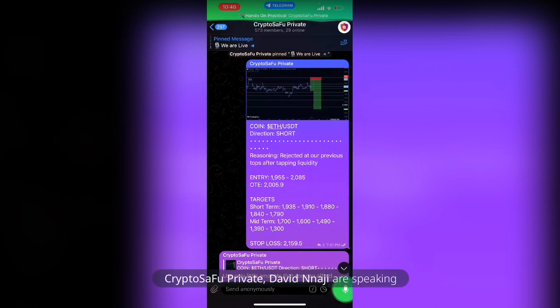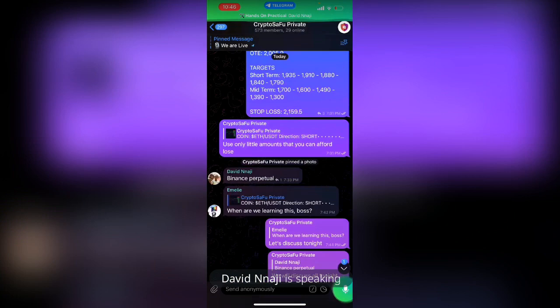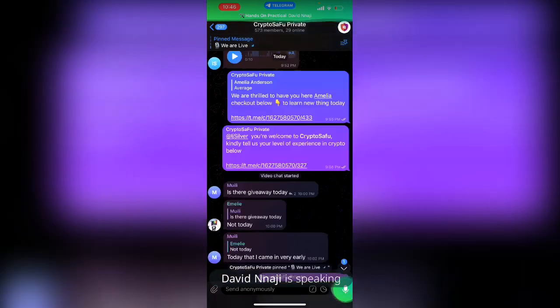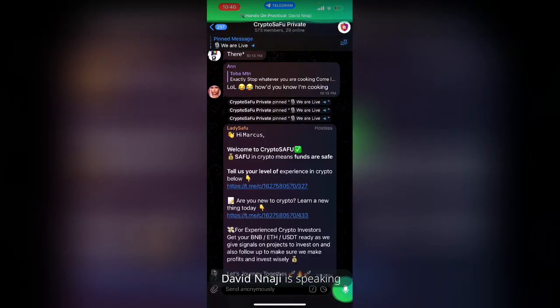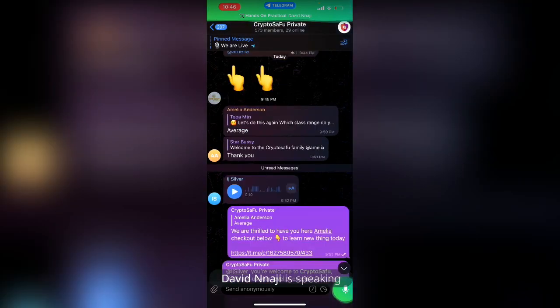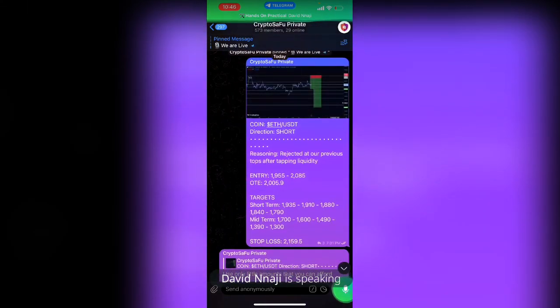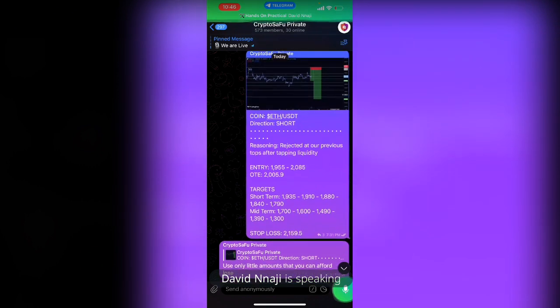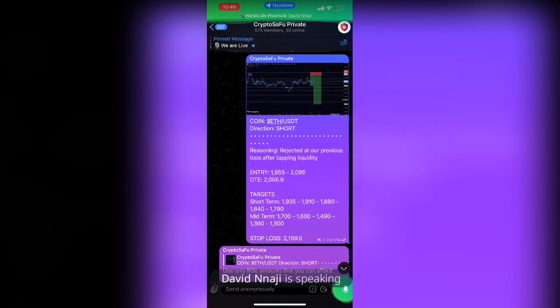You get my point. Yes, like I opened the, let me see, I left the stop loss at 2159.5. Then I opened the take profit for 1935 for one, then I can still open another one again for 1910, like opening different positions.